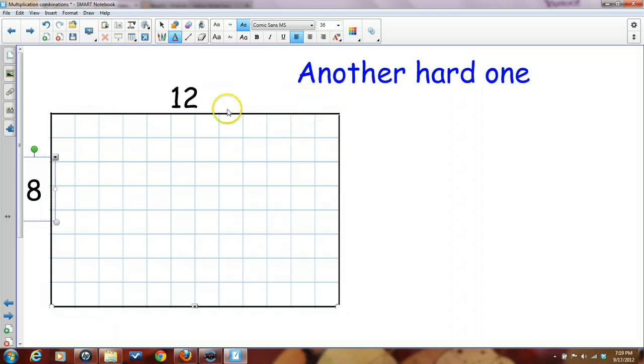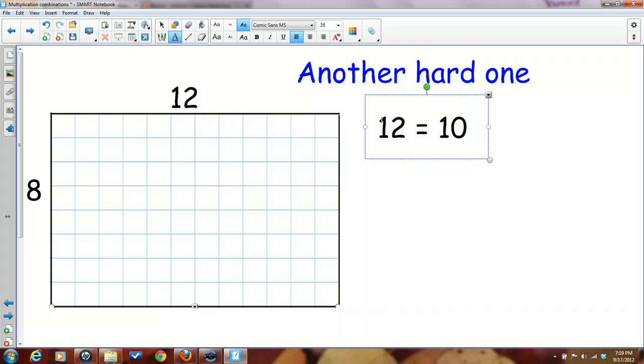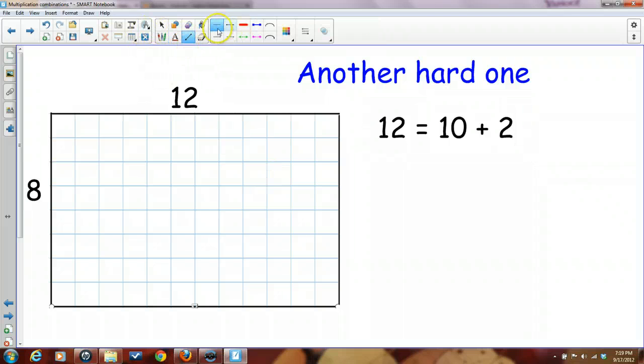So I love doing problems like this that have double digit numbers, because it's super easy to break the 12 into 10 plus 2. So I'm going to break the 12 into an array that's 2 and 10. So I'm going to draw a line right down here, because now I have my 2 right here, so this one must be 10. So I've made 2 separate arrays.